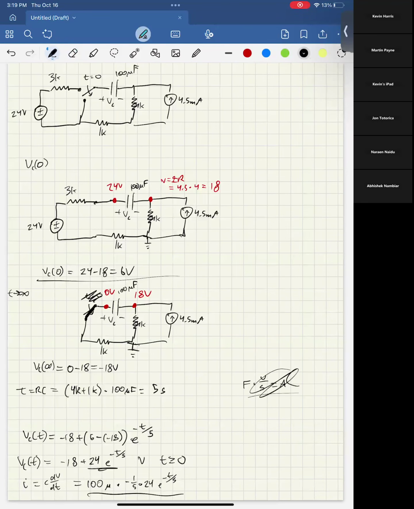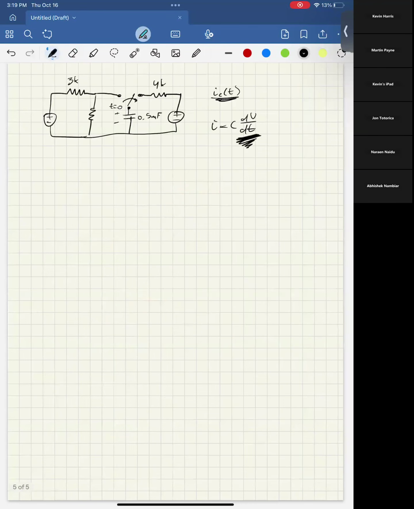And this would just be your final answer. Amps for time is greater than or equal to 0. So remember this equation as well. That's all I'm saying. But let's say this is the question it was asking us to do that. This means first we have to find Vc of t. And to do that, we do it the exact same way.